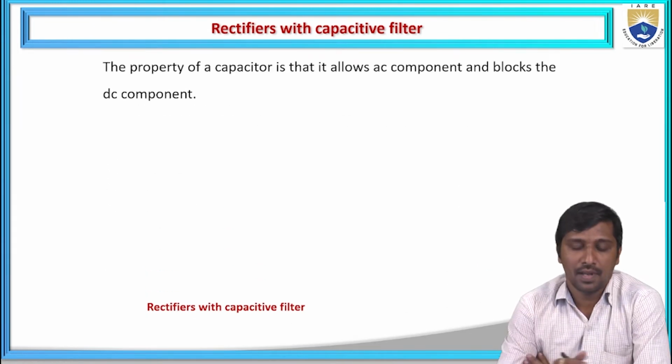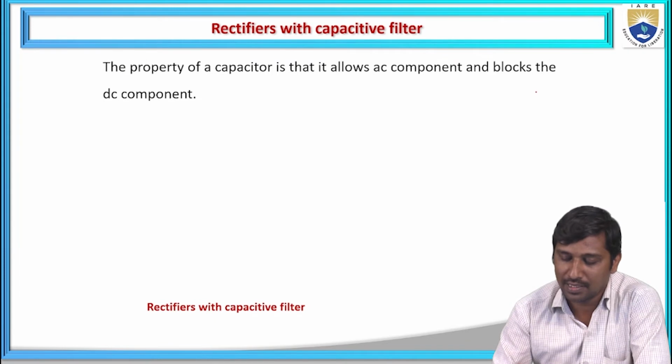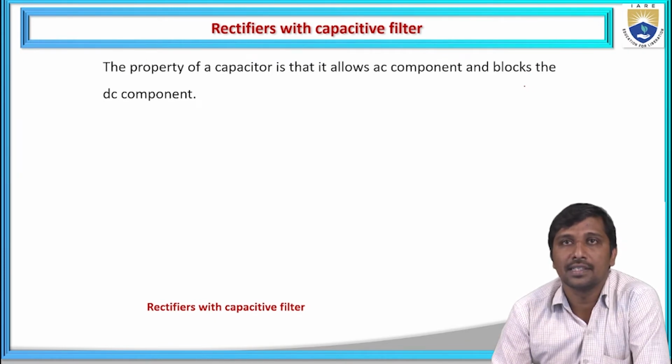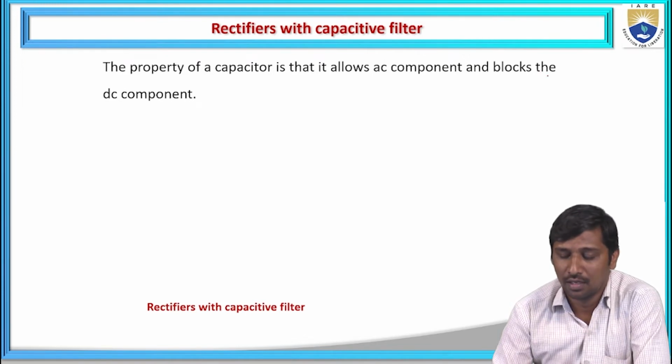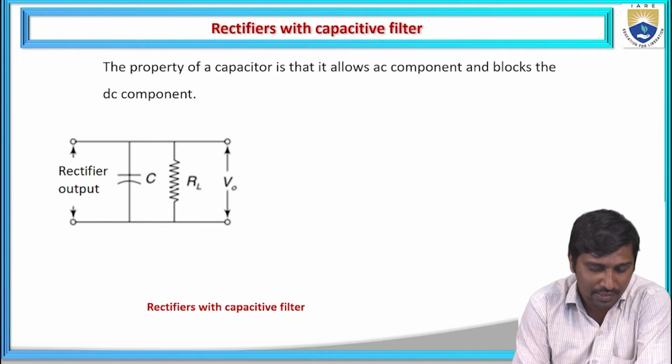So that is the reason. Before going to this, observe this rectifier with a capacitive filter. We know the capacitor's function: it blocks the DC component and allows the AC component. And from that representation, now I'm going to consider this.